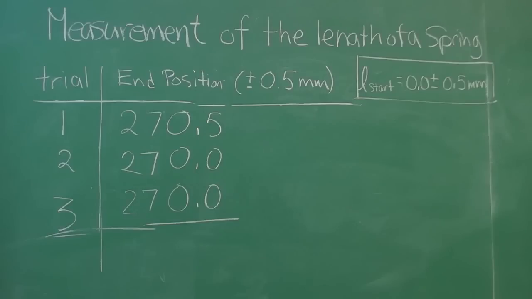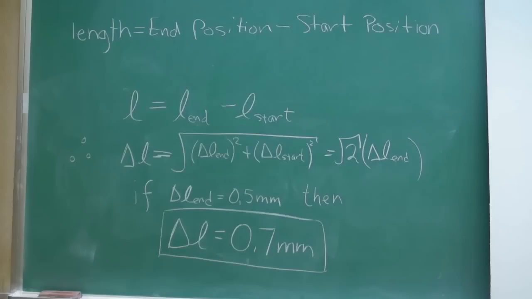Note that the reading error on the position measurements is half the smallest division of the ruler, which is 0.5 millimeters. However, since the length is calculated from 2 end positions, we need to propagate to find the final error on the length. Therefore, since this case has a low standard error, we propagate the reading error to determine the final measurement uncertainty on the length of the spring, which is 0.7 millimeters.